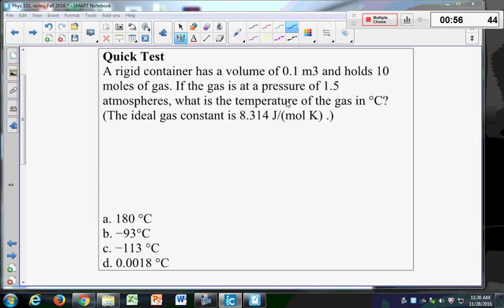Be careful with your units. You'll have to make a couple of conversions. Remember your various SI units for measurements and pressure, volume, and temperature.